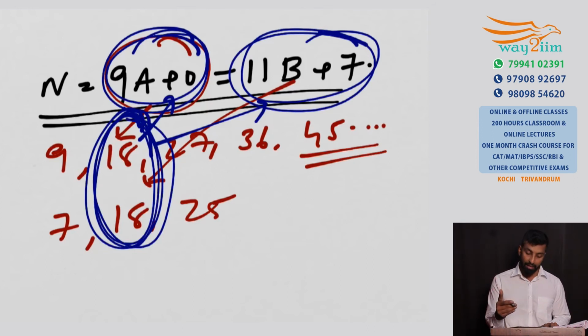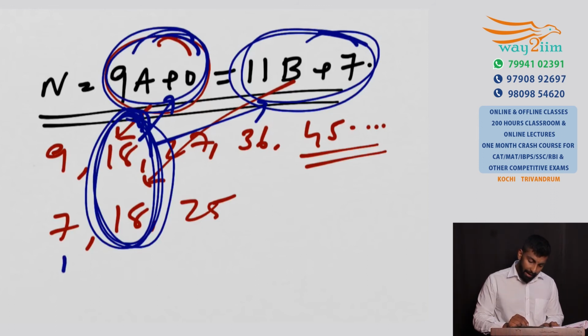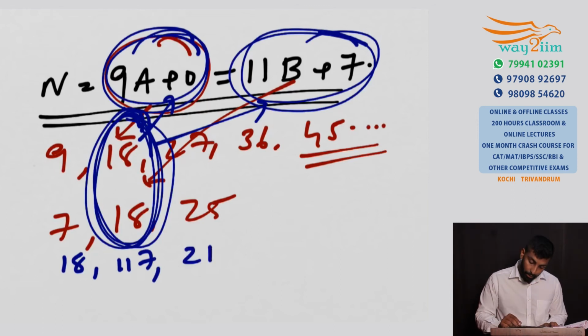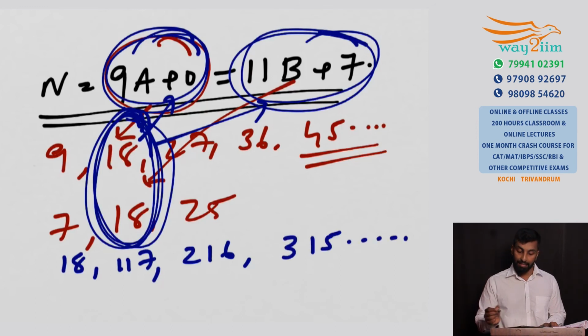Divided by 9 leaves a remainder 0, divided by 11 leaves a remainder 7. So I can write 18 as the first number. What will be the next number? If you need to find the next number, you need to add the LCM, right? So you add 99, you get 117. You add 99 again, you get 216. You add 99 again, you get 315, and so on. It will go on, and somewhere you will find this number.